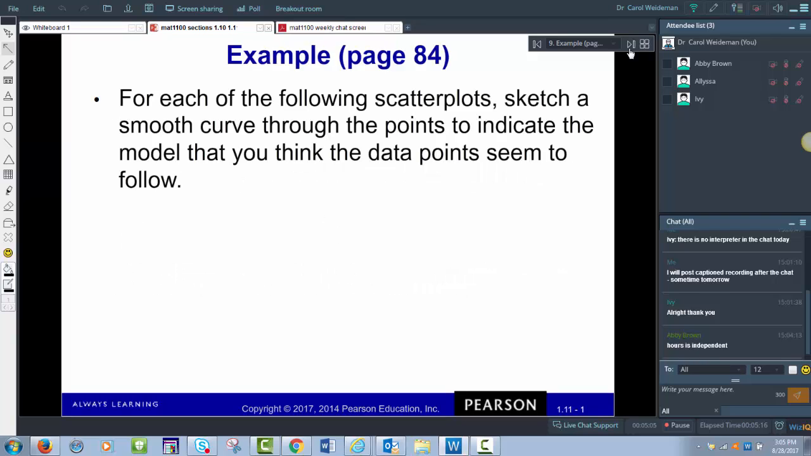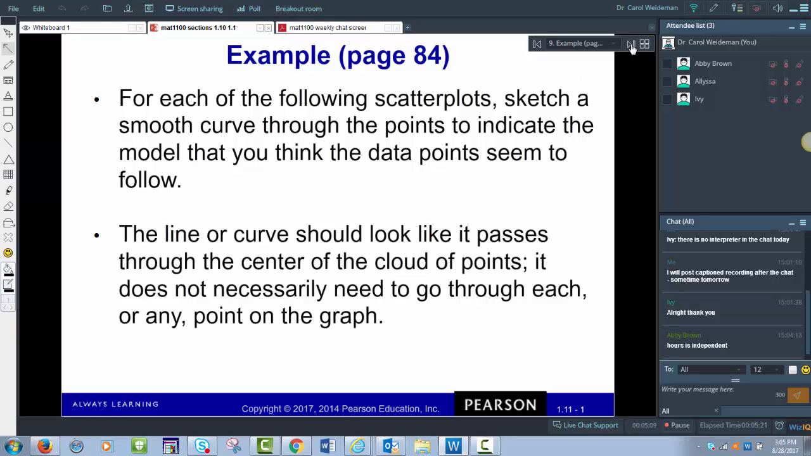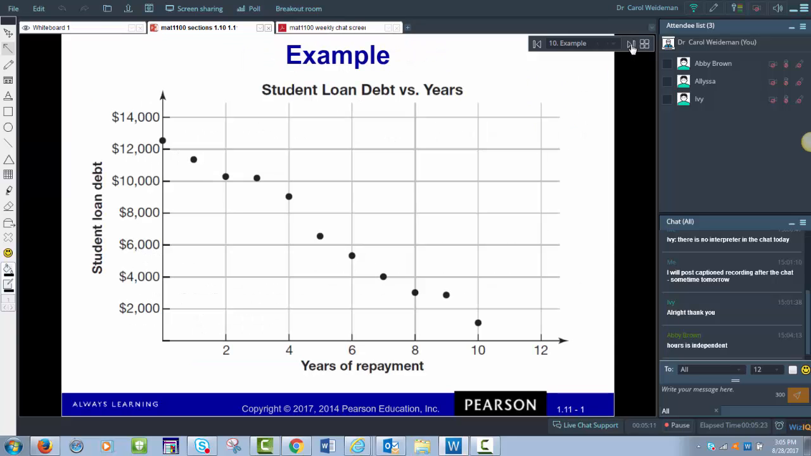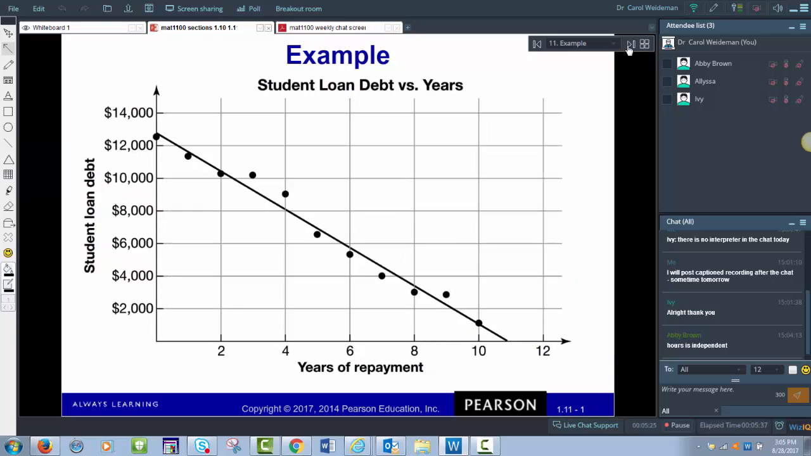For each of these, let's see if we can sketch a curve through the points. This is on page 84 in your book. Let's see what we think here. Look at this one. As the years of repayment go up, as we pay more of our loan back, what happens to the amount of our student loan or the debt? It's going to go down. And this looks like a pretty straight line, actually. Again, not perfect, but I could probably draw a straight line across there.